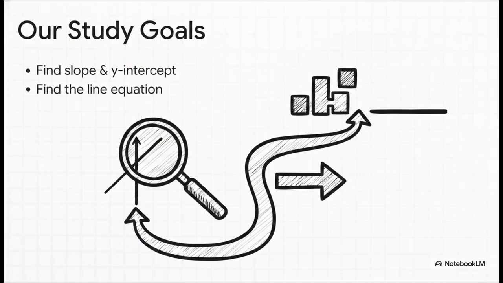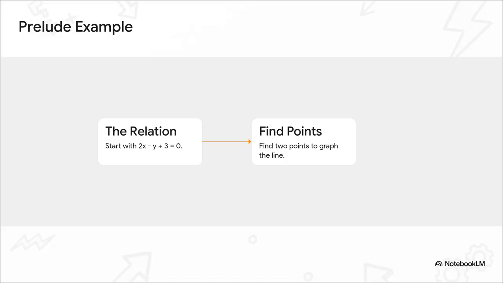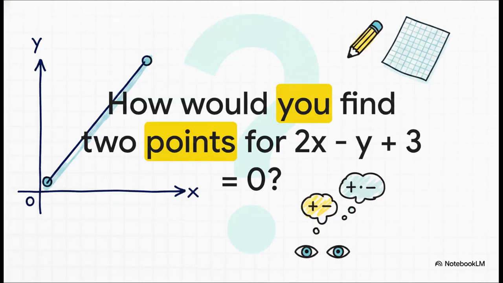So moving forward, we have two main study goals: finding the slope and y-intercept if we know the equation, and finding the equation if we already know the slope and y-intercept. Let's tackle that first objective right now, finding the slope of the straight line and the length of the intercepted part of the y-axis. And we'll kick things off with a concrete prelude example. So we are given the relation 2x minus y plus 3 equals 0. Now, to represent this graphically, we literally only need to find two distinct points that satisfy the equation. That's it. Finding those 2 points perfectly defines our line in space, giving us the anchor we need to actually graph it out.